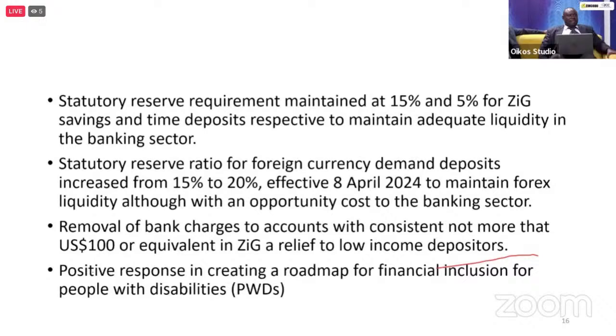Then statutory reserve requirements maintained at 15% and 5% for ZiG and savings and time deposits respectively, to maintain adequate liquidity in the banking sector. Okay. Then statutory reserve ratio for foreign currency demand deposits increased from 15% to 20% effective 8 April to maintain foreign liquidity, although with an opportunity cost for the banking sector.